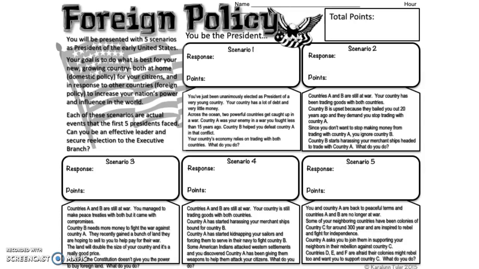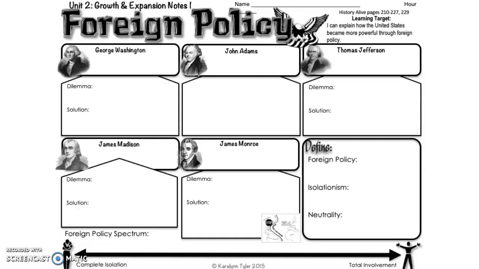The first page of notes for foreign policy looks like this. If you are absent, or were absent on the day that we do these notes, go ahead and put an X across this page. We won't have you complete this page. This was just an activity to get students engaged during the class period. When you're ready, go ahead and find the page that looks like this for Unit 2, Growth and Expansion Notes 1.